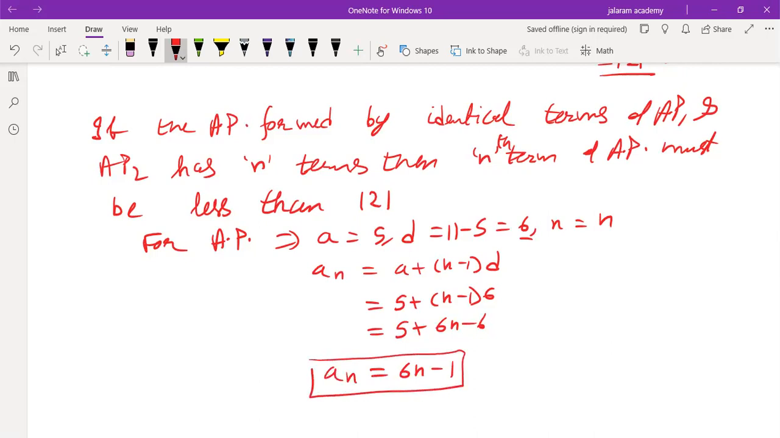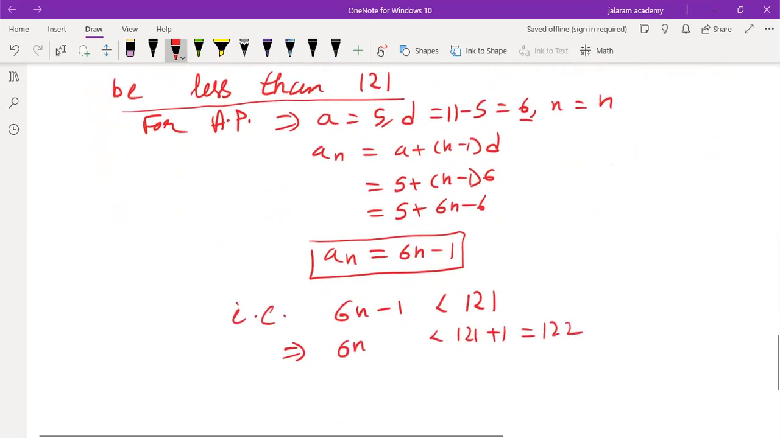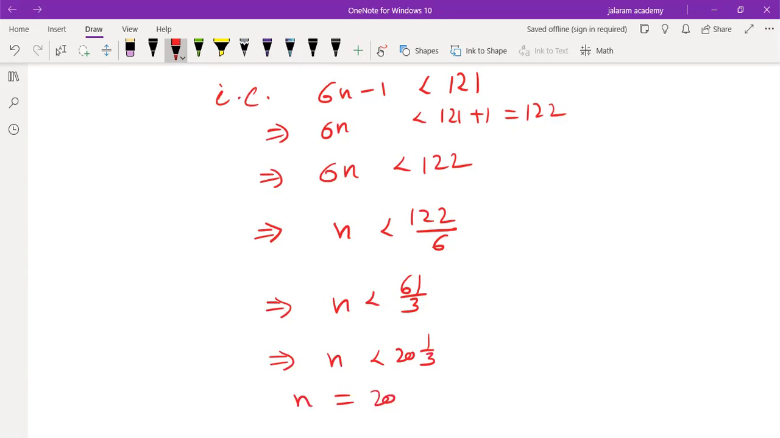And we already have discussed this, that the value of this nth term must be less than 121. That is, 6n minus 1 must be less than 121. It implies 6n must be less than 121 plus 1 equals 122. It means n is less than 122 by 6, that is, n is less than 61 by 3. n is less than 20 whole 1 by 3. So the natural number just less than 20 whole 1 by 3 is 20. Means 20 terms are identical.